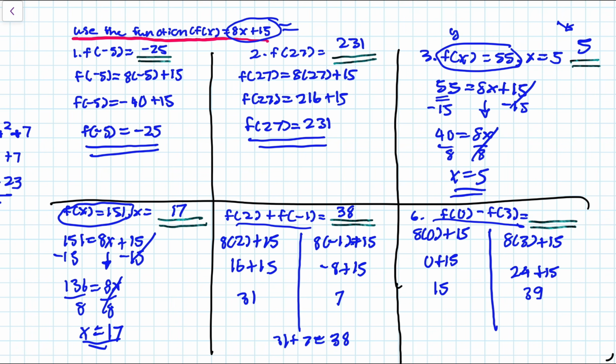Okay, so as you can see here, we have to subtract. I'm going to write it right down below. 15 minus 39 would equal negative 24. And that would be the final answer.